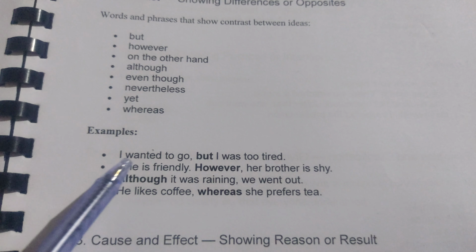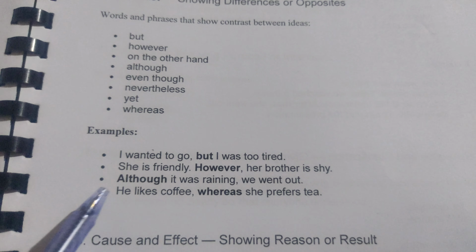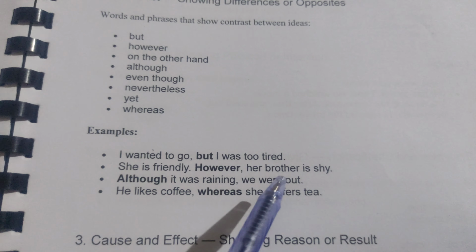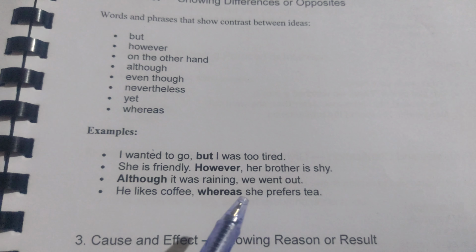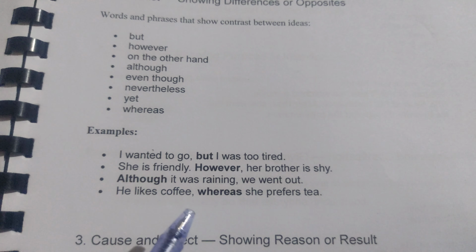Examples. I wanted to go, but I was too tired. She is friendly, however, her brother is shy. Although it was raining, we went out. He likes coffee, whereas she prefers tea.